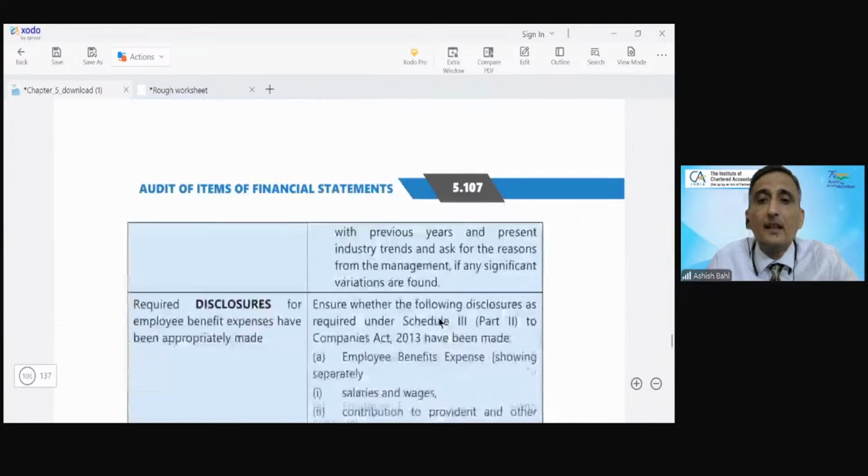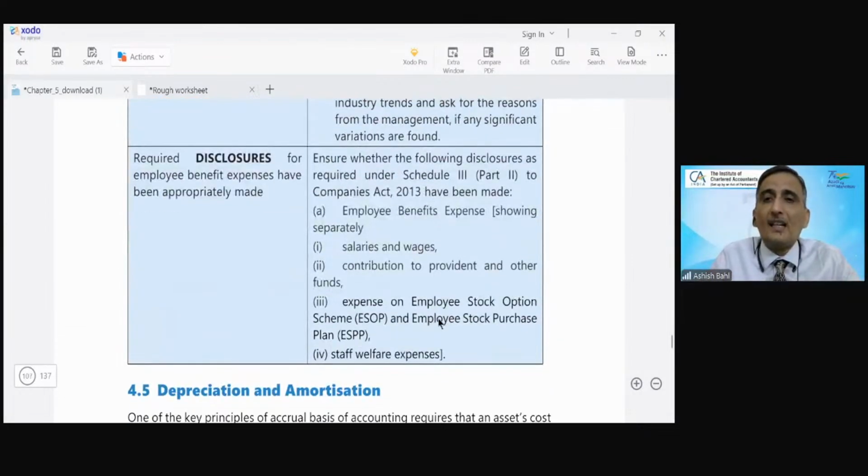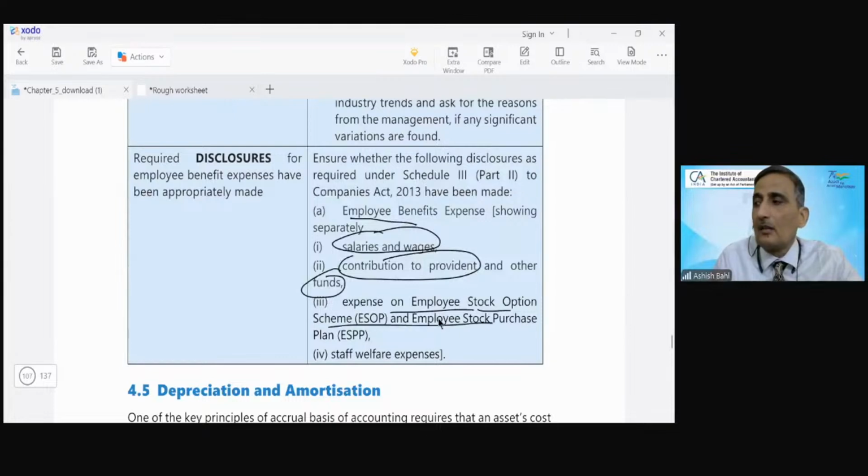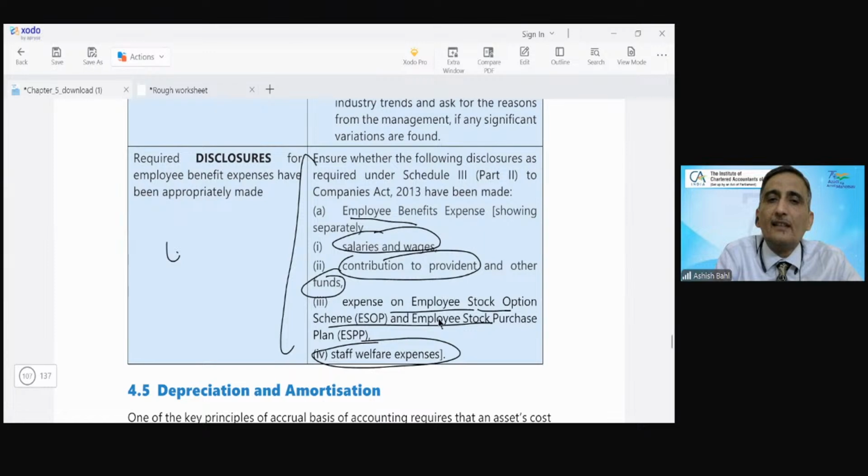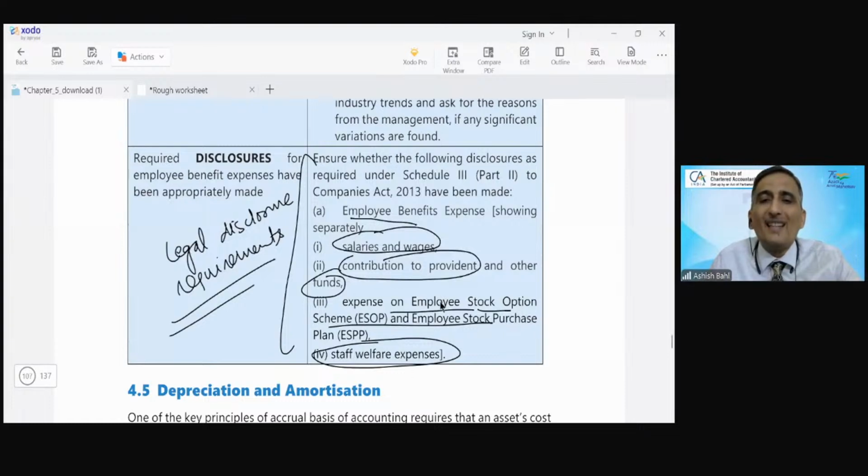Okay, students. And required disclosures under Schedule 3 are employee benefit expenses showing salaries and wages, contribution to provident and other funds, employee stock option schemes or employee stock purchase schemes, and staff welfare expenses. So these are legal disclosure requirements as per Part 2 of the Schedule 3 to Companies Act.